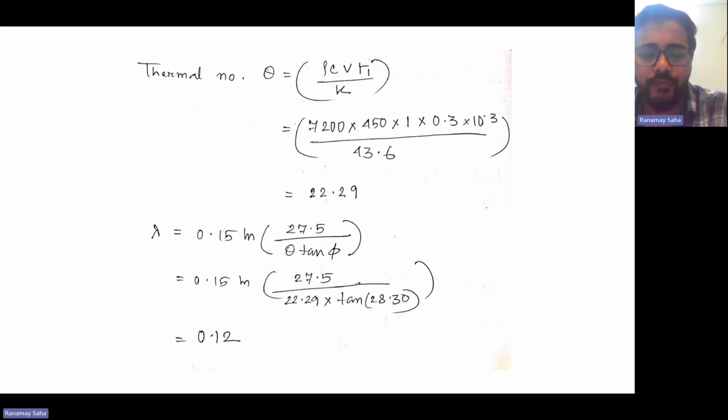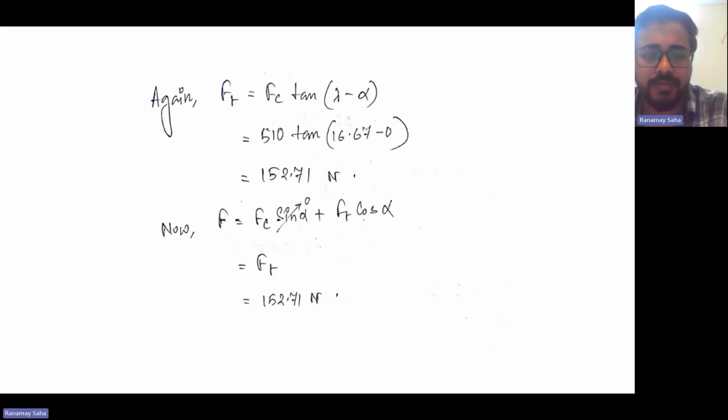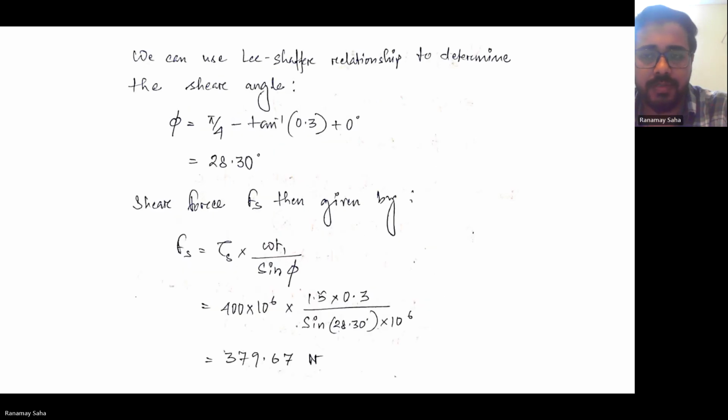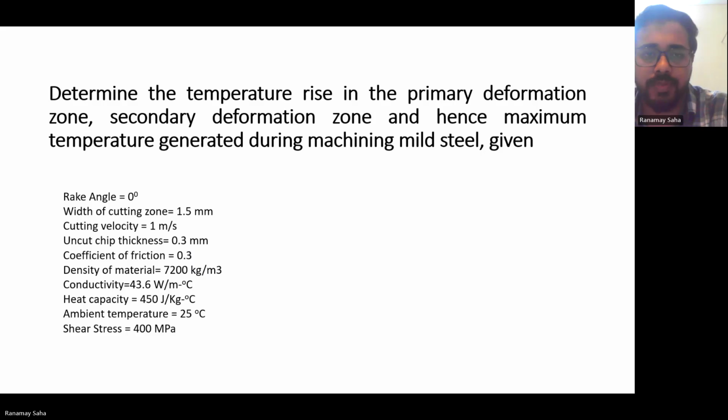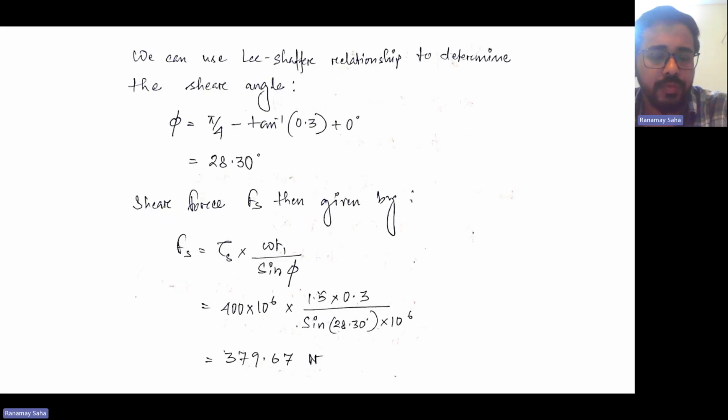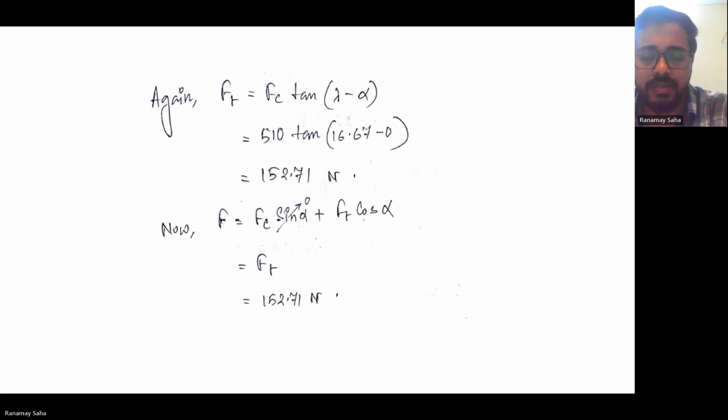Just take note of the flow. If you're able to understand this, you can solve any type of question out of plastic deformation, heat generation, and temperature rise problems.